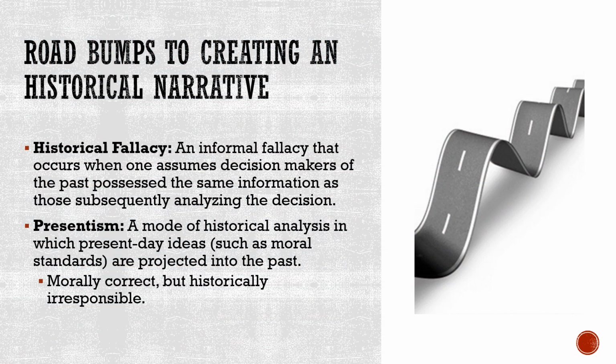One of the things that we want to avoid in this course are two road bumps that basically can hinder our understanding, our responsible understanding of the historical narrative. Now, the first one is known as the historical fallacy. It is an informal fallacy that occurs when one assumes decision makers of the past possess the same information as those subsequently analyzing the decision.